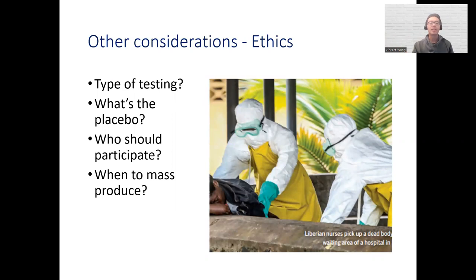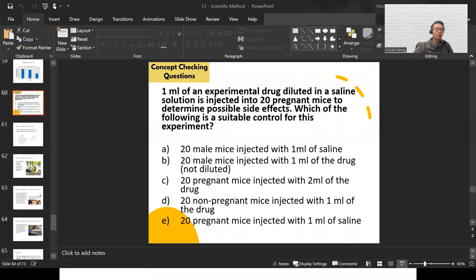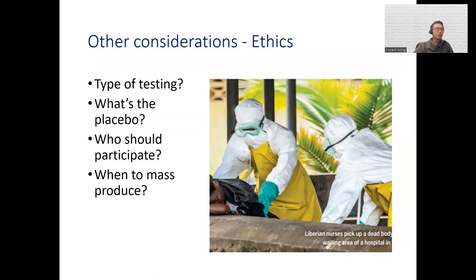Other things that need to be considered when we are conducting experiments that involve humans, other ethical issues, would be, for example, the type of testing, okay? What are we going to be using as our testing method? We talked about how in many cases we need to include a placebo. We have to have a control group, a placebo group, as well as a treatment group. That's kind of like a gold standard, but there are situations where that might not necessarily be the best course of action.